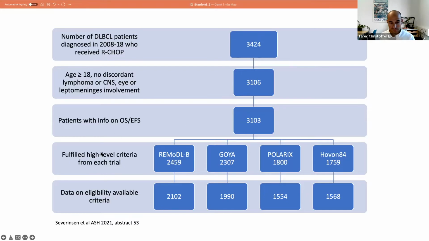And then we looked at the high-level criteria for each trial. For example, we looked at that they fitted into the stage of the disease and the age category, for example, 18 to 80 years, and stage 2 to 4, for example. And then after this, we looked at the eligibility criteria, especially the organ eligibility. This was inspired by a study out of the Mayo Clinic. And then we had between 1,500 and 2,100 that had these data available.